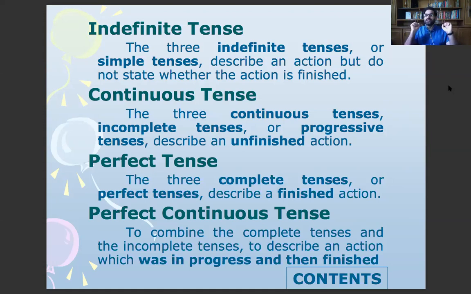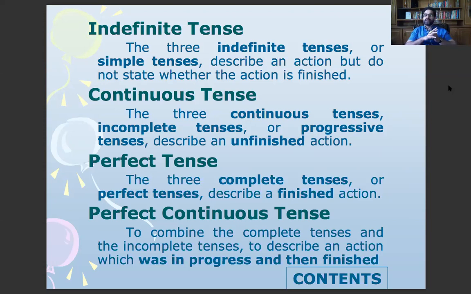Anyhow, moving on. The three continuous tenses or progressive tenses are basically incomplete tenses. They describe an unfinished action. I am going to school. I was going to school. I will be going to school. So it is unfinished business. Continuous tense is basically used for continuity. And definitely, I am speaking, so it is going on. It is not finished yet.